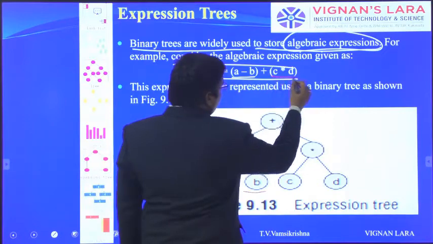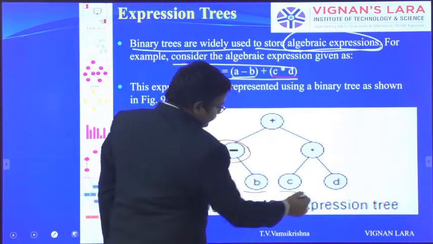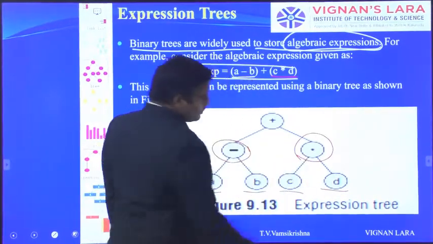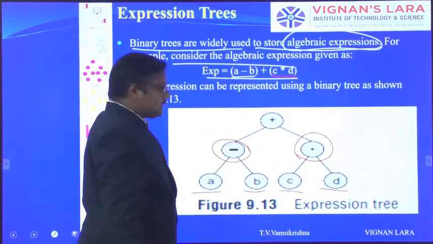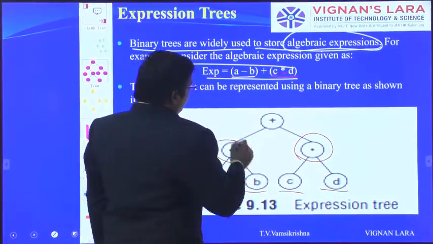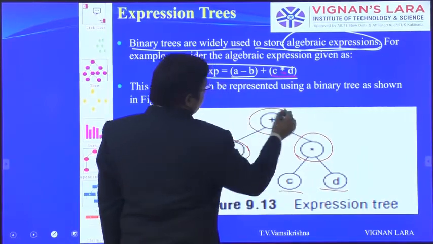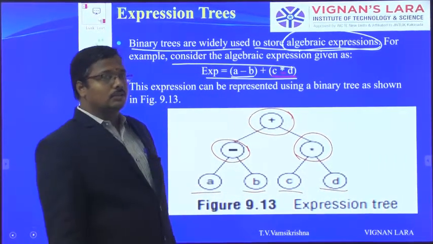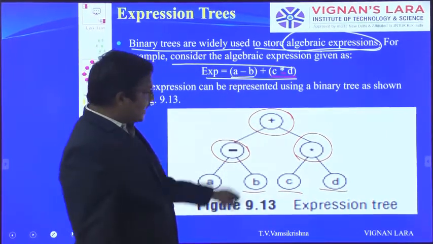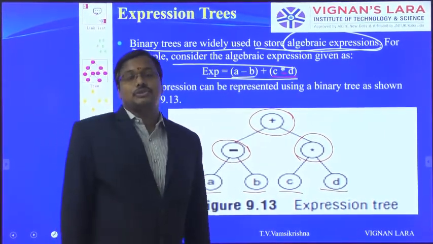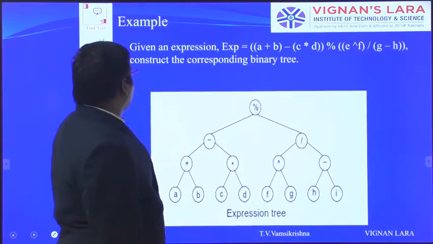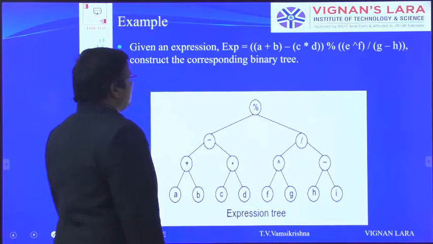Similarly, the next sub-expression is evaluated first. C and D are the operands, and the parent node is the operator, multiplication. Then these two results are evaluated, and at last this one is evaluated and gives the result. This kind of tree is called an expression tree.